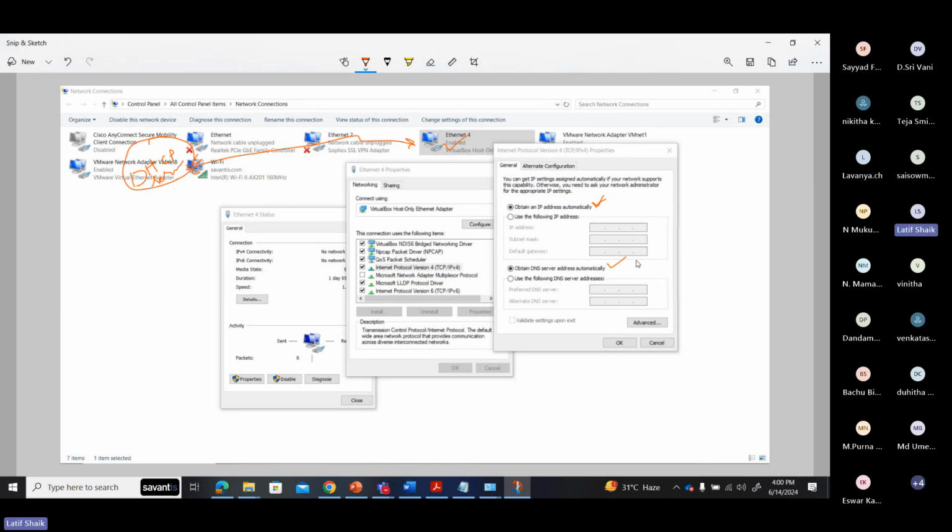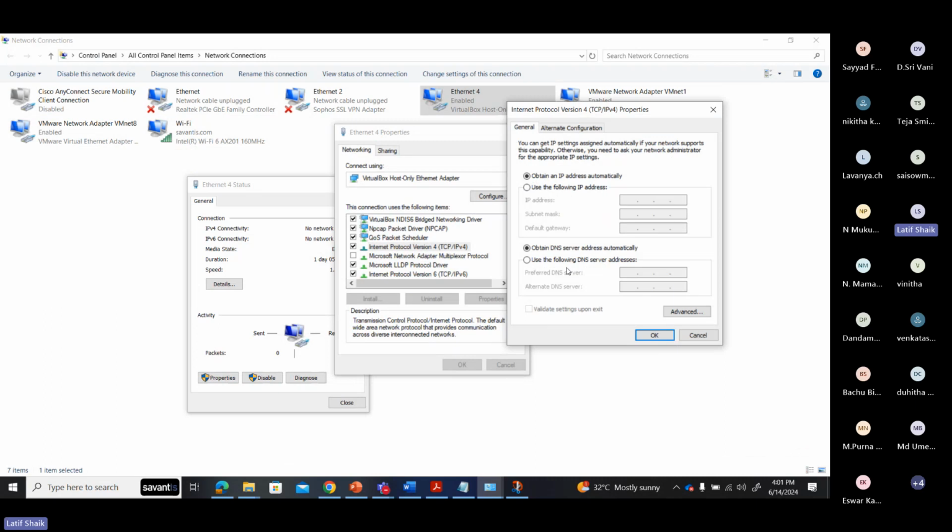This is the first option. What is the second one? You want to configure manually. So you have to say what your IP address, subnet mask, default gateway, and DNS server are. You want to give them by yourself, so that is called manual. Use the following IP address, use the following DNS server. So I'm selecting use following.